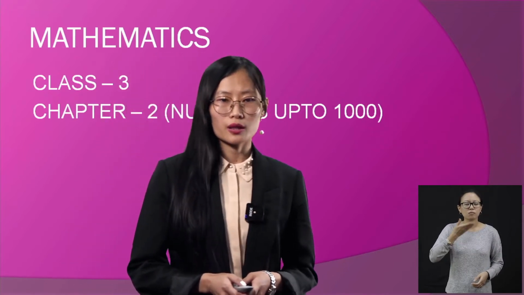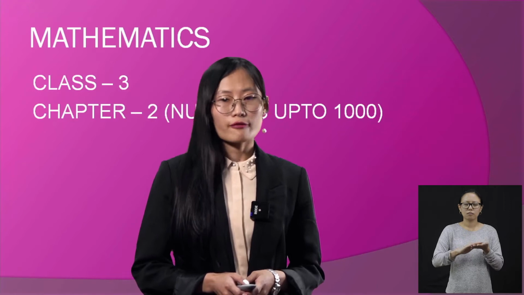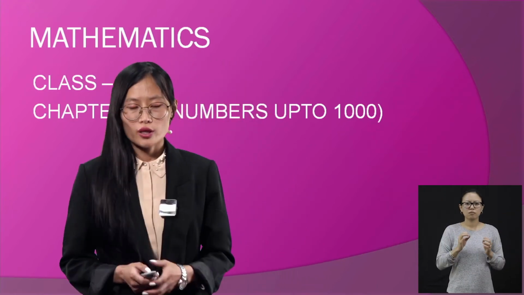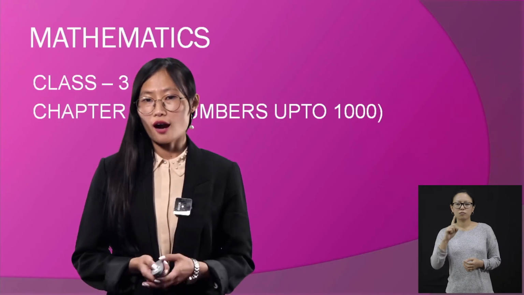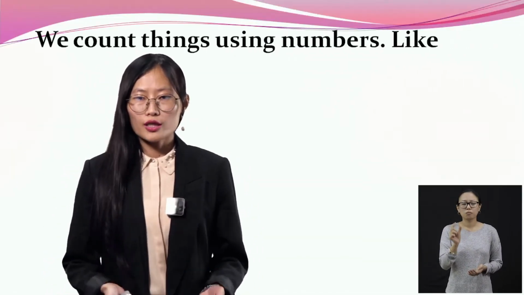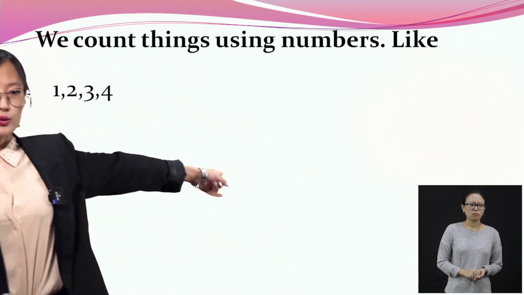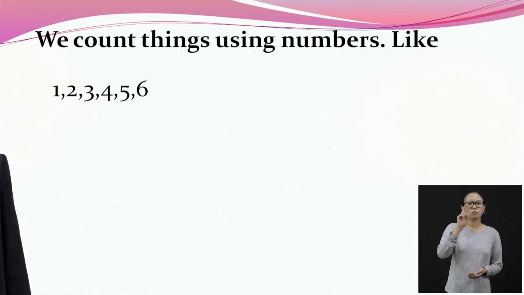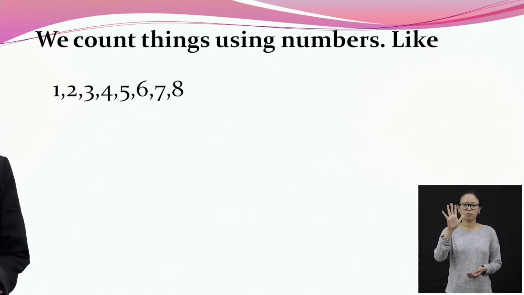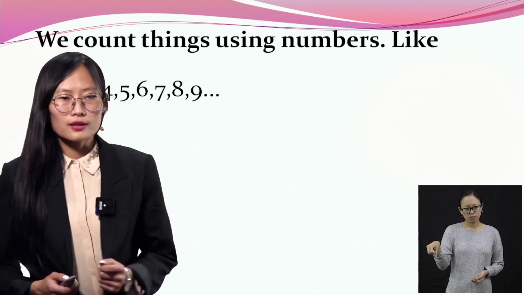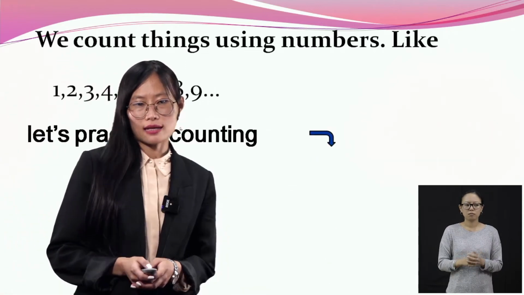So today we will learn about chapter 3, numbers up to 1000. Today we will learn what numbers really are and how we use them. We count things using numbers like 1, 2, 3, 4, 5, 6, 7, 8 and 9. Let's do one example.